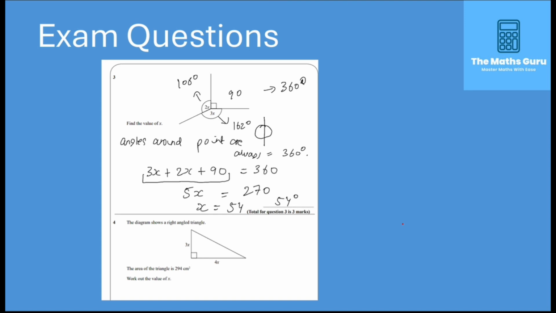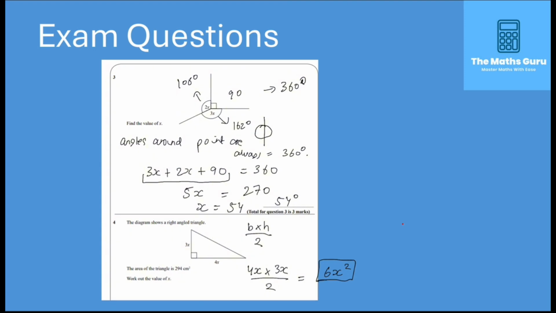Okay, looking at question 4. The area of the triangle is 294 centimeters squared. Let's find our expression first. So we know for the area of the triangle that base times height divided by 2 gives us our area of the triangle. So we look at the base, 4x times 3x, divide that by 2, it's 6x squared. And then this is our expression for the area.